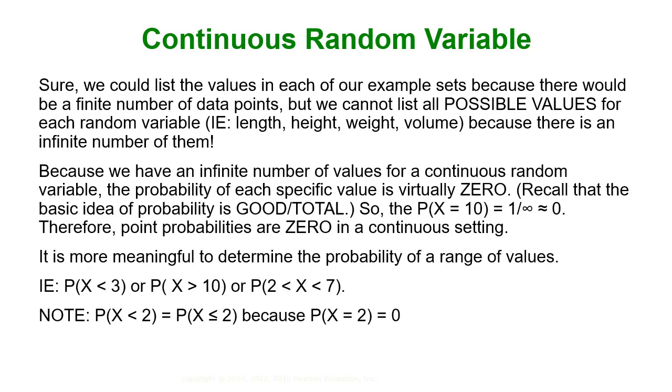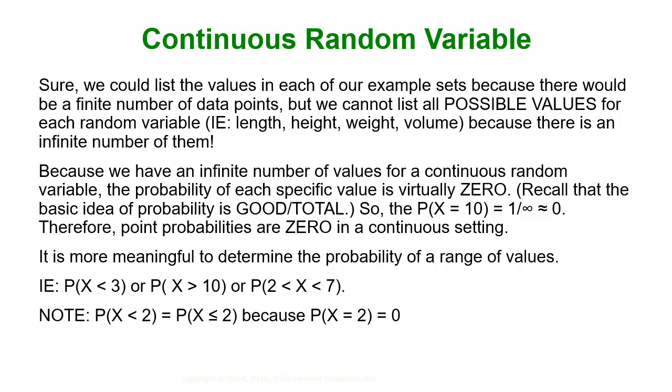Now, of course, we could list the values from each of the preceding examples because there would be a finite number of data values that we gathered in our sample. But we cannot list all possible values for each of those random variables, i.e. length, height, weight, volume, because each of those random variables has an infinite number of possibilities that can come from those measurements. And because we have an infinite number of values for a continuous random variable, the probability of any specific value is virtually zero.